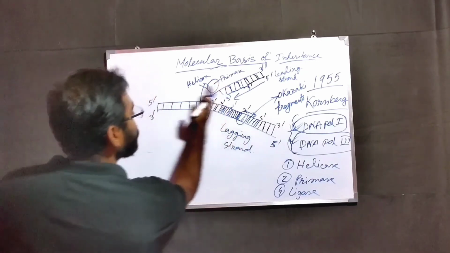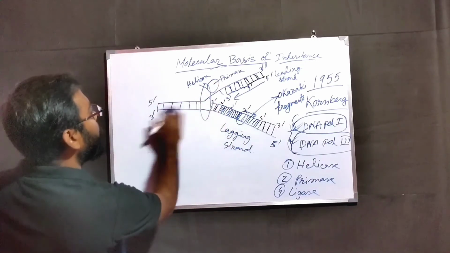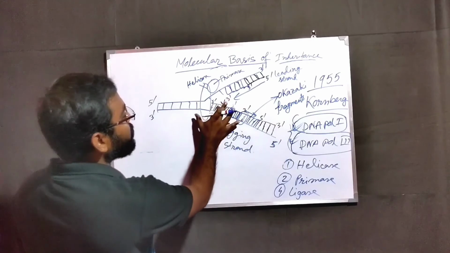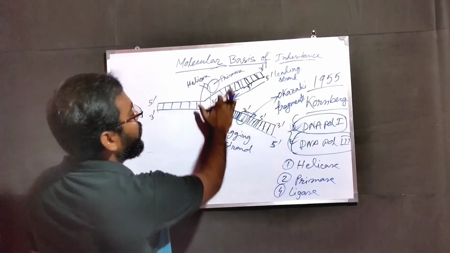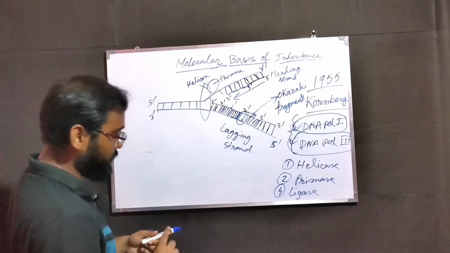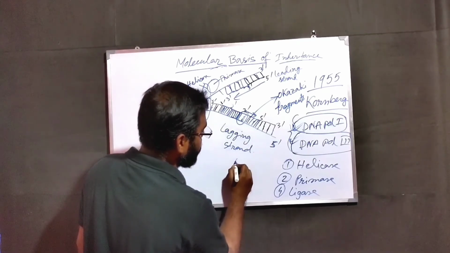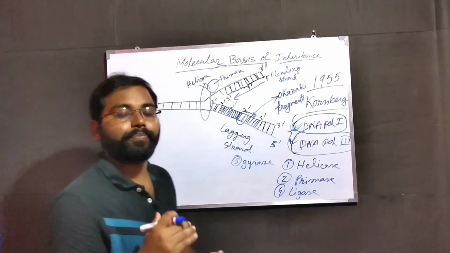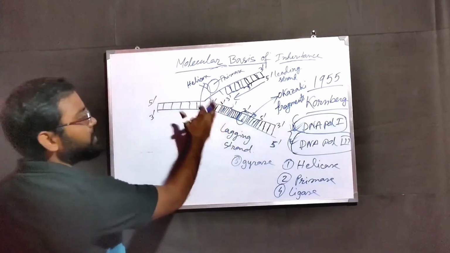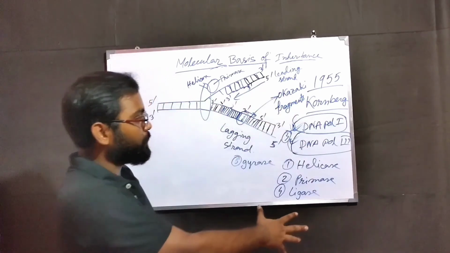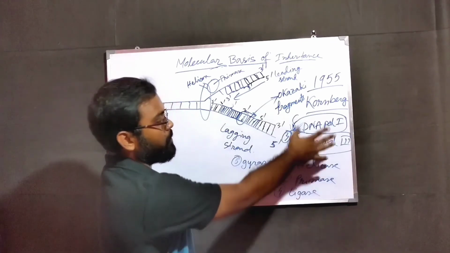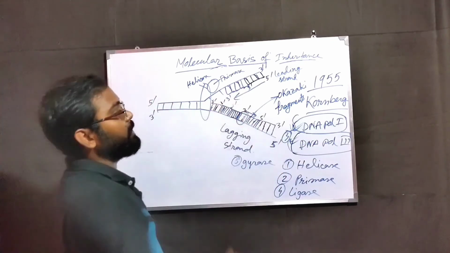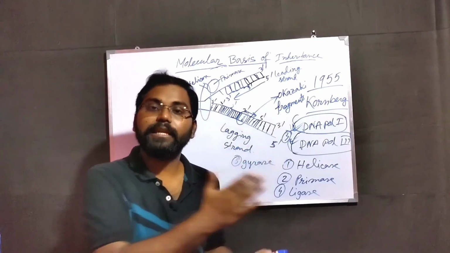So as the helicase moves towards here, the bonds between the two DNA strands will break and this process will continue. So a tension will be produced on this replication fork. So the fifth enzyme is gyrase, which is actually a topoisomerase that will release the tension. So these are the enzymes, that is helicase, primase, DNA polymerase, ligase and gyrase, that will help in DNA replication. This is the process of replication in prokaryotes.